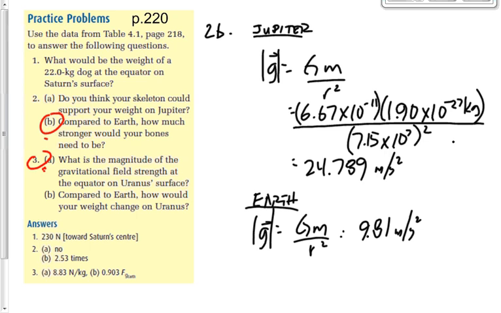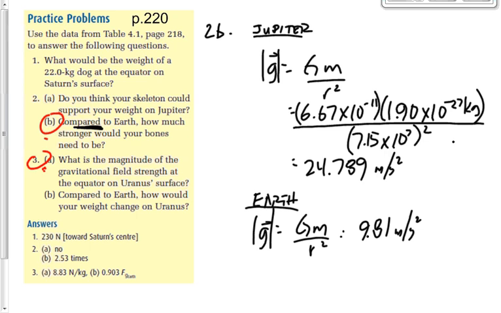Do you think your skeleton could support your weight on Jupiter? Well, for a brief time, yes, it could. But long term, no, it couldn't. Why not? Because the field strength on Jupiter is 2.5 times the field strength on Earth. How much stronger would your skeleton need to be?